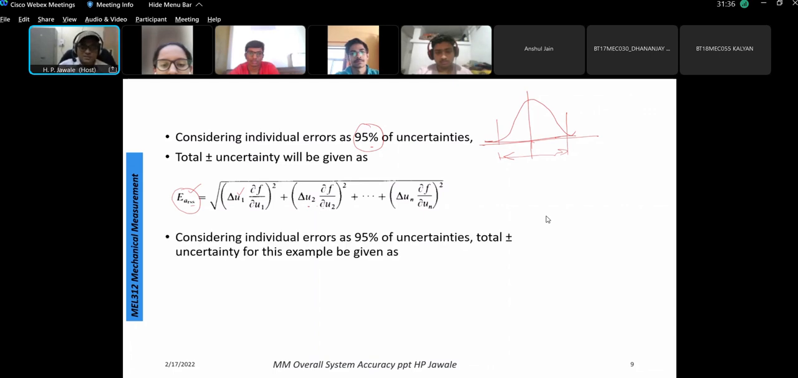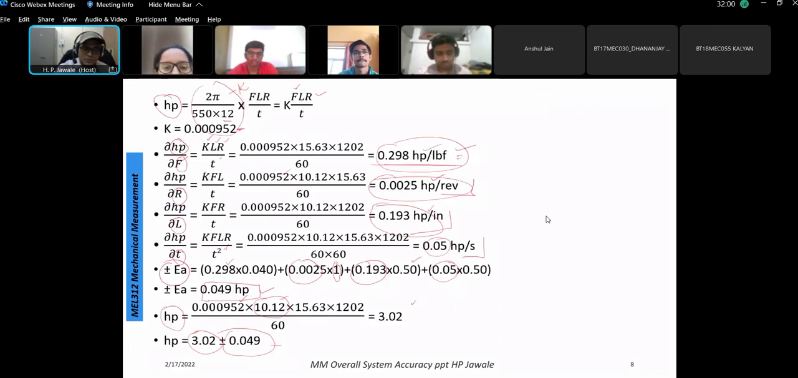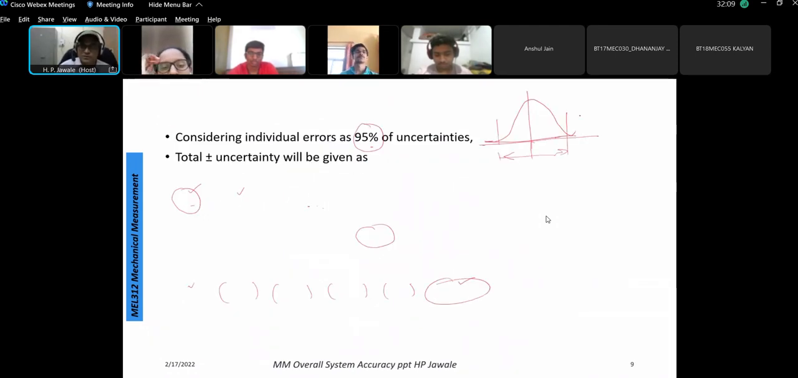Right. Then, considering the individual errors as 95% of the uncertainty, the total uncertainty for this example will be given as the root of the first term squared and so on that we add. It's a root mean square of the values, so it is 0.29 HP. Now we can compare. It's 0.029 HP with the RMS value, and the earlier value was 0.049. So with respect to this, the root mean square prediction is quite larger. That's what I showed here in this graph.